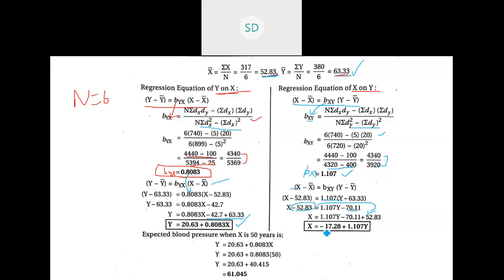Now once we are done with this, the final equation of regression, that is x on y, will be x is equal to minus 17.28. How did they get 17.28? Minus 70.11 plus 52.83, you'll get minus 17.28. Okay, minus 17.28 plus 1.107y. Or you can also write this equation as x is equal to 1.107y minus 17.28. Okay, in this way also you can write this equation. Okay, so this is the second equation, that is regression equation of x on y. Any doubt in this equation?